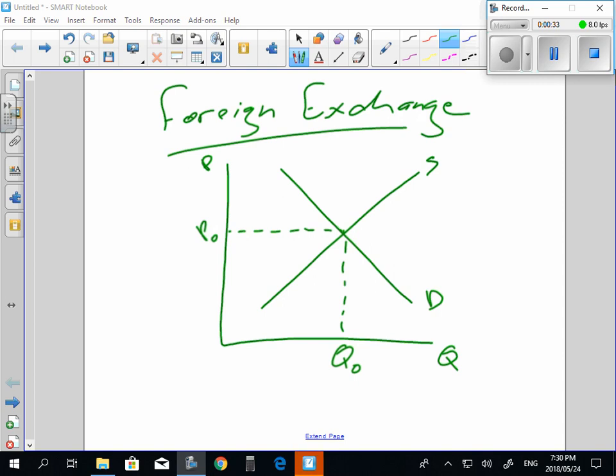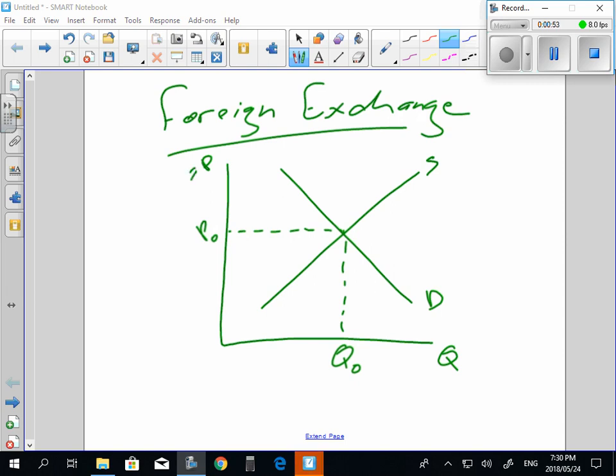Okay. Very popular question in your exam. Draw the foreign exchange market and show the effect of something on the exchange rate. The only real thing that we want to see when we draw our foreign exchange market is the effect on the price of the foreign currency.